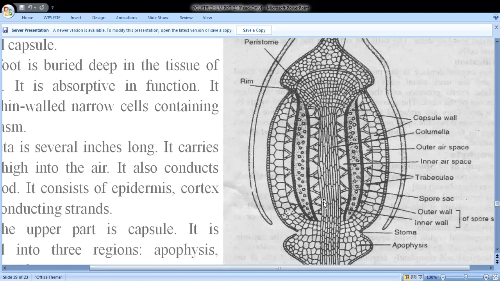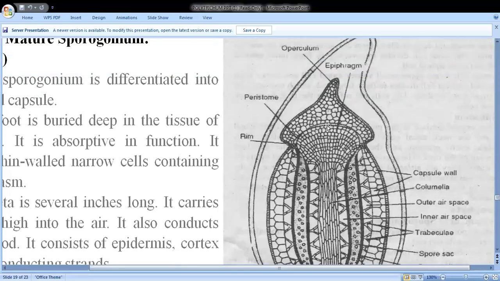That is the capsule. And the next one is the operculum. So on the capsule, a cone-like lid is present. See here, this is the cone-like lid. Okay, this is what we call the operculum. Okay, the structure that looks like a cap, that is called operculum.